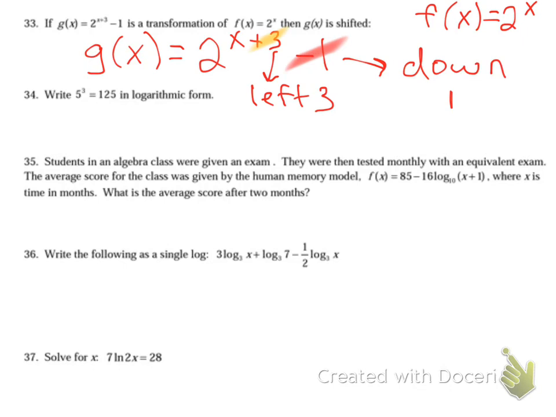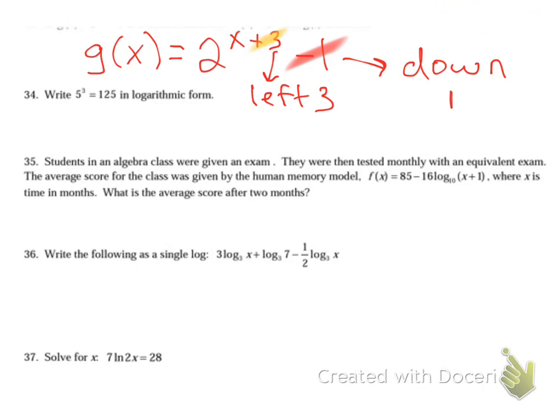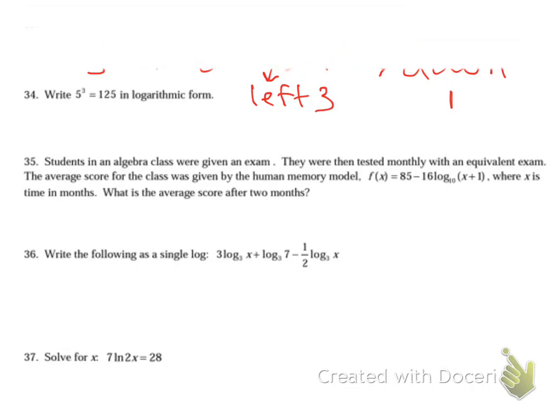I am going to erase this so we have room to work on 34. Pause if needed, please. 34 says, write 5 to the third power equals 125 in log form. Oh, I guess we didn't need all that room after all, sorry. So what I normally do is write down my log first. I have a hard time going backwards.